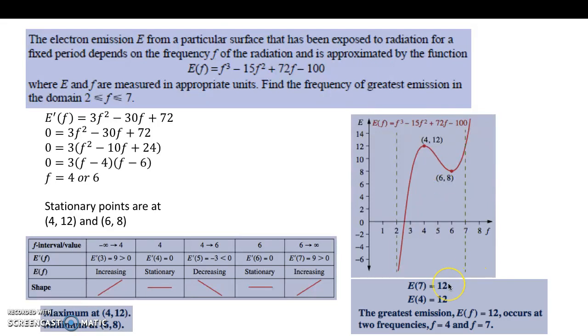So we already knew that when we subbed in a frequency of 4, the emission was 12. We could see that from our maximum point, but we needed to check what was going on here when the frequency was 7. So if we sub in 7, again into our original function, we can see that it's also returning an emission of 12. So in this particular case, there are 2 points where the emissions are greatest, at 4 and at 7.